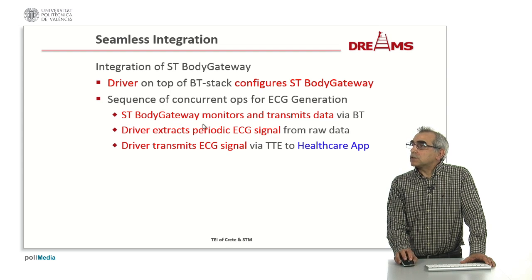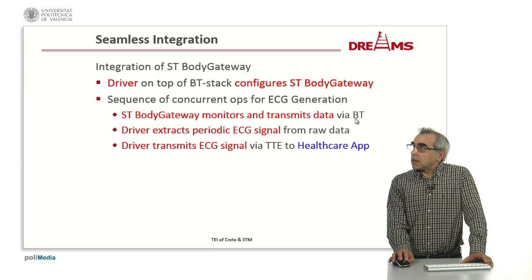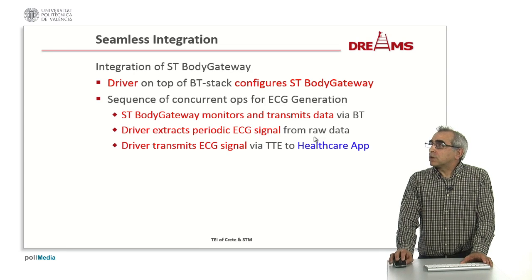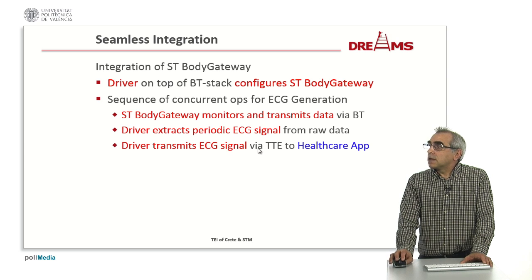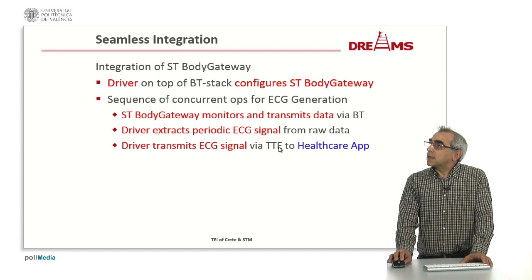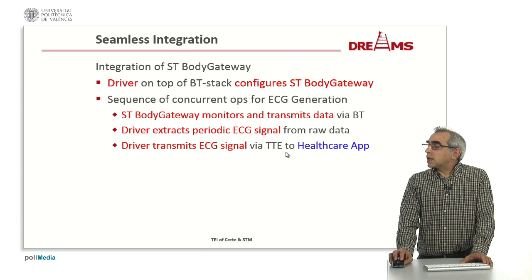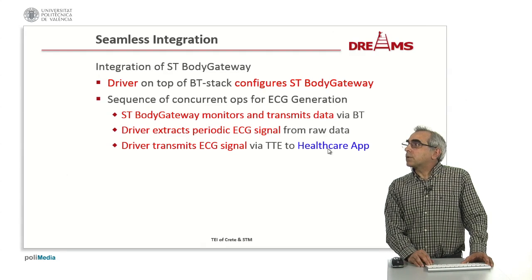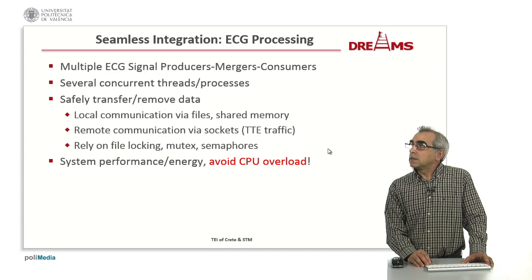but afterwards we also have other threads that do concurrent operations to monitor and transmit data arriving via the Bluetooth, and extract the periodic ECG signal from the raw data. We also need to transmit the ECG signal via, in our case, a router or TT Ethernet to do time-triggered processing and communication of the data to the actual healthcare application, which is probably running in another place in a server, as we will see later.